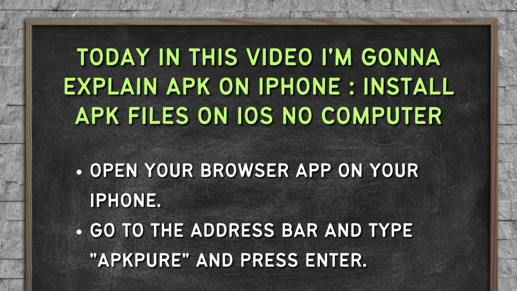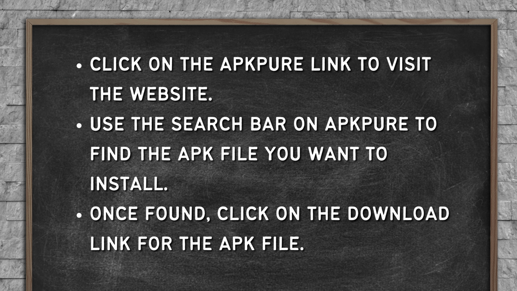Go to the address bar and type APK Pure and press enter. Click on the APK Pure link to visit the website. Use the search bar on APK Pure to find the APK file you want to install. Once found, click on the download link for the APK file.